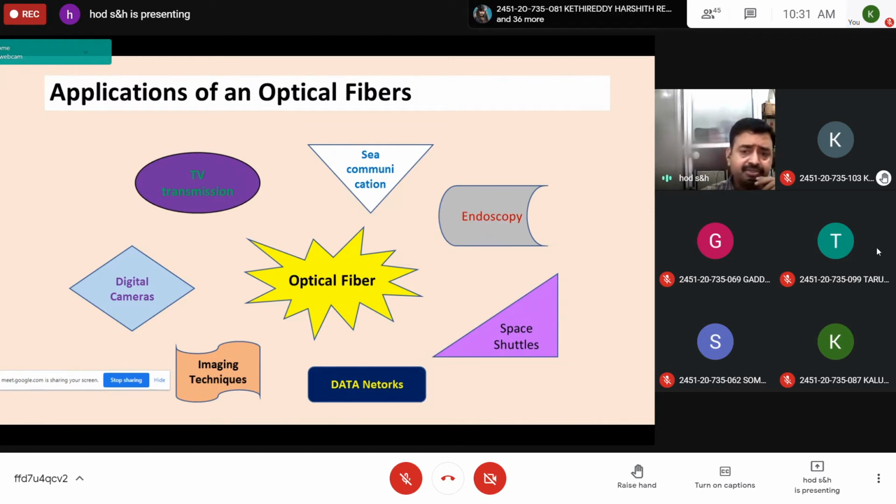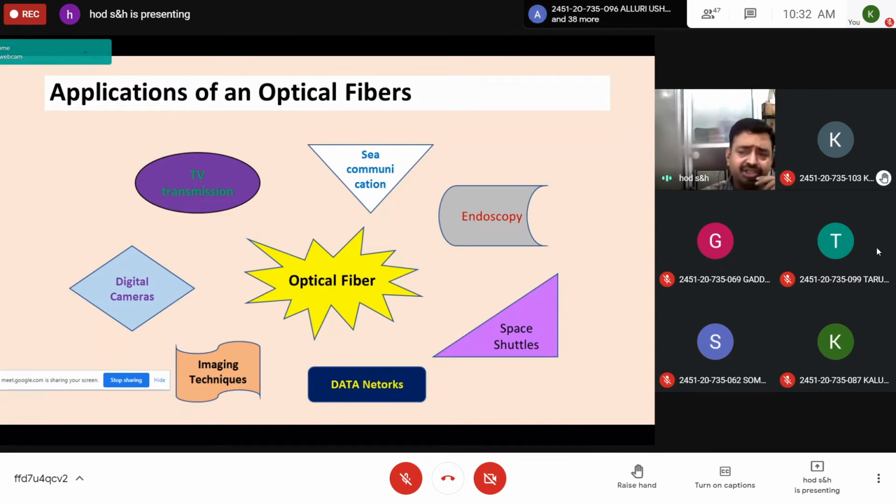And in medical purposes, endoscopy, they use this optical fiber technology. In a thin optical fiber cable, a light beam is allowed to pass through the body so that it can take images, and they can be magnified where the problems are, tissues, some bacteria, or some distortion in the muscles. This is called endoscopy. So it is based on optical fiber communication only, and also space shuttles and data networks. All our data is based on optical fiber because the transferring speed is very high.